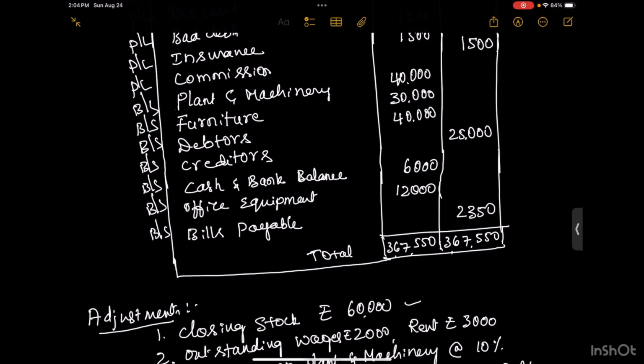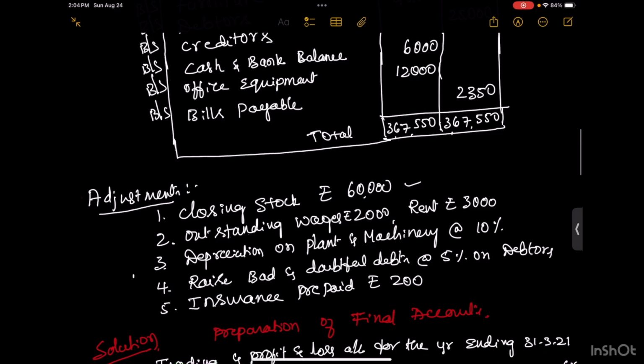And we have the adjustments as I said. Closing stock is to be recorded in the trading account and also in the balance sheet. Outstanding wages and rent are given. Wages are to be recorded in the trading account and taken as a liability in the balance sheet. Again, rent account is to be recorded in the profit and loss account and in the balance sheet as a liability.